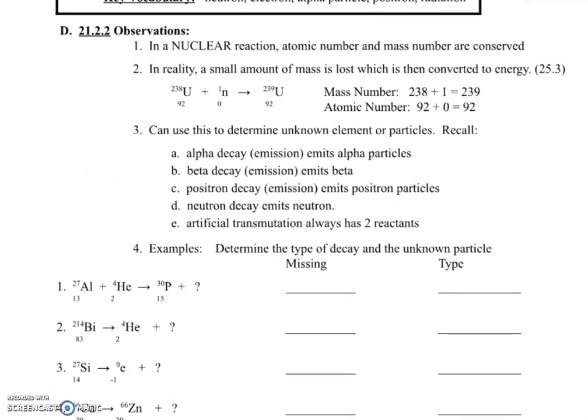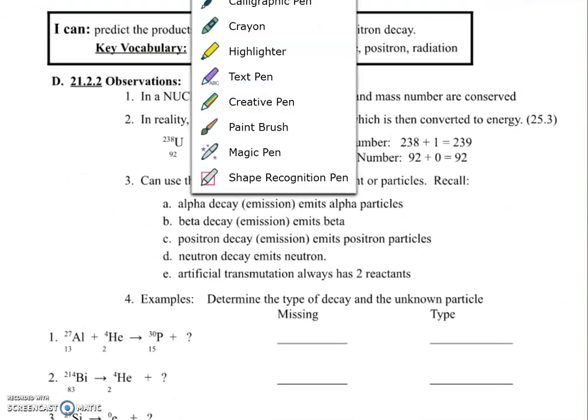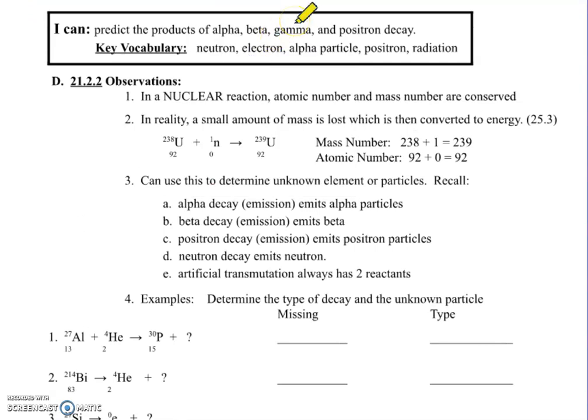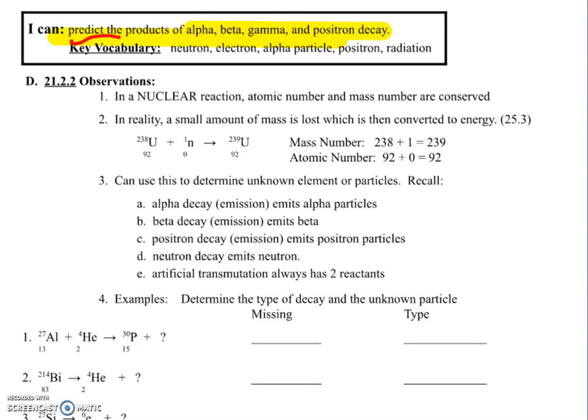So for our next I can statement, it says: I can predict the products of alpha, beta, gamma, and positron decay. So the main thing is we're going to try to predict and find what is missing. So here are some observations that we should make.